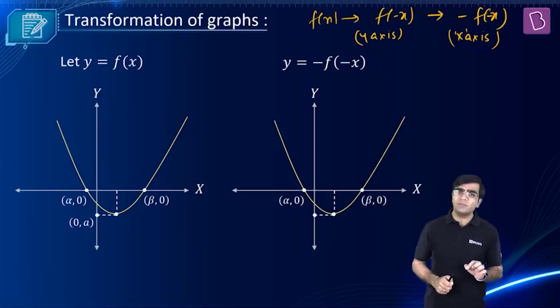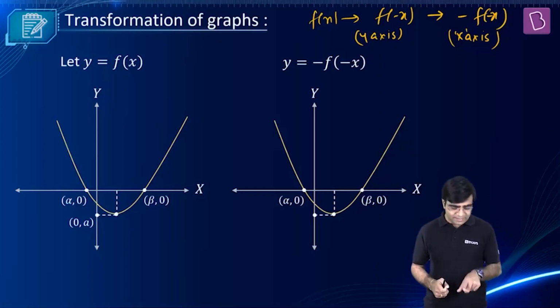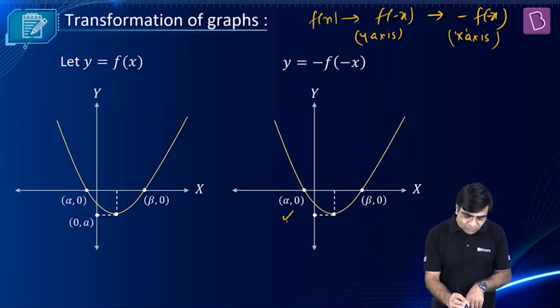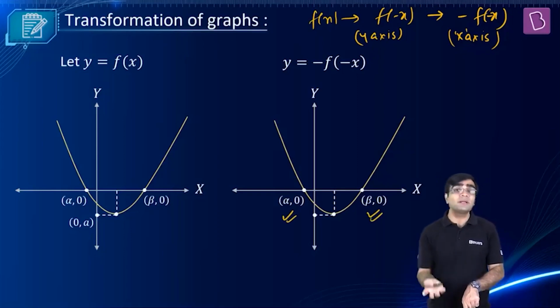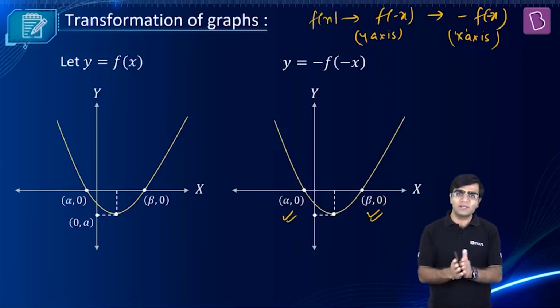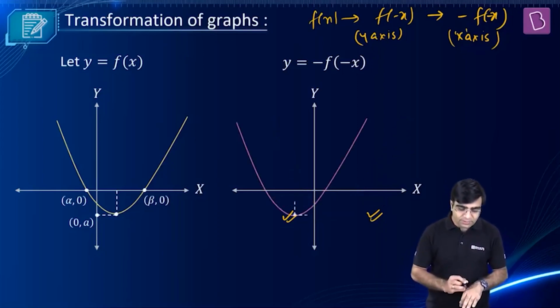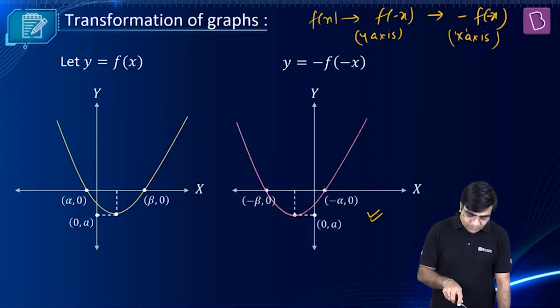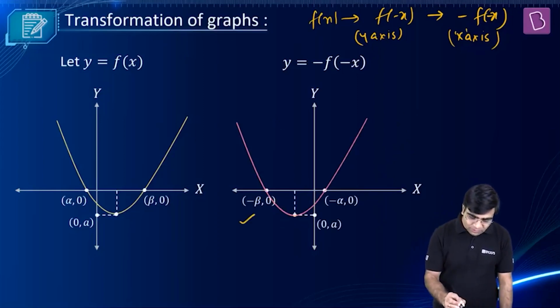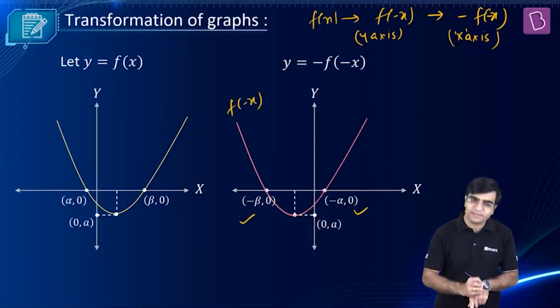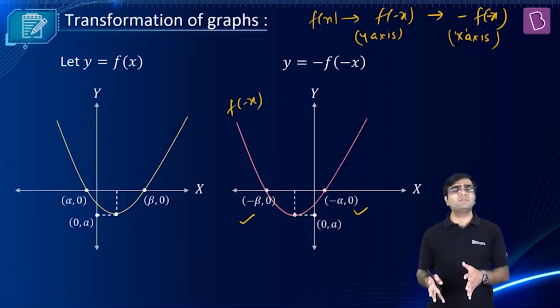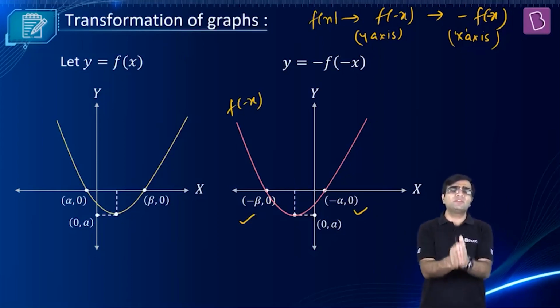So when I take the mirror image for this graph with respect to y-axis, what will happen? The point which is alpha, 0, now it will become minus alpha, 0. And the point which is beta, 0, now it will become minus beta, 0. I'll be just taking the mirror image with respect to y-axis. Listen very carefully. Look at the transformation very carefully. This is how the transformation will look like. Now, what are the points I have? Minus beta, 0 and minus alpha, 0. This situation is nothing but f of -x. So from fx, I have reached f of -x just by taking the mirror image with respect to y-axis.